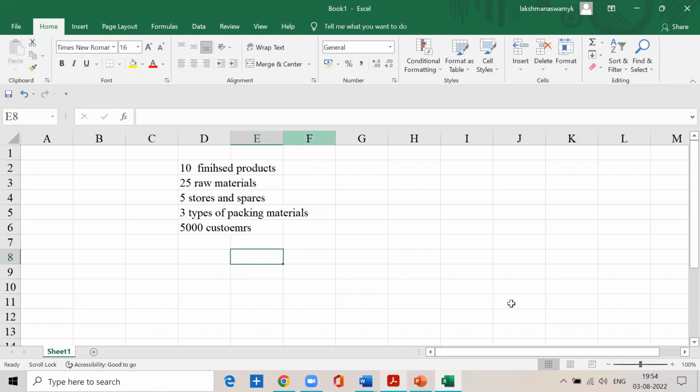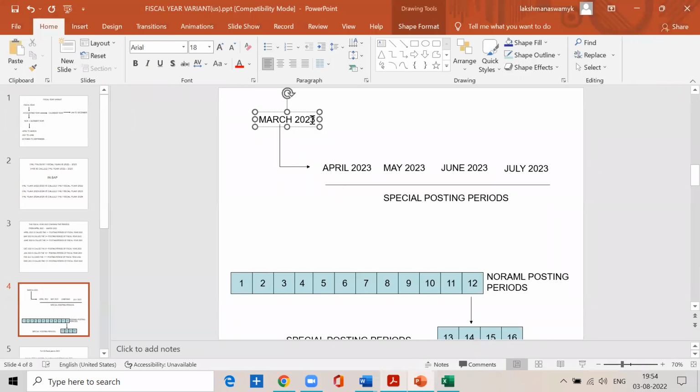So in SAP, after 31st March 2023, we can carry on the adjustments up to 4 months, immediately after the close of the fiscal year. In SAP, we can carry on adjustments up to 4 months, immediately after the close of fiscal year. That means you can post adjustments in April 2023, May 2023, June 2023, and July 2023.